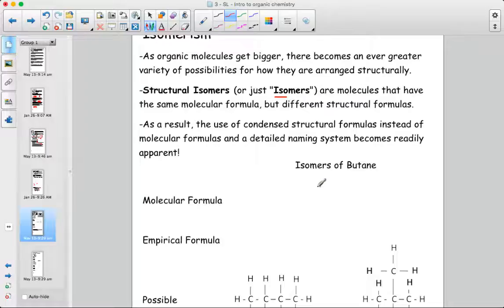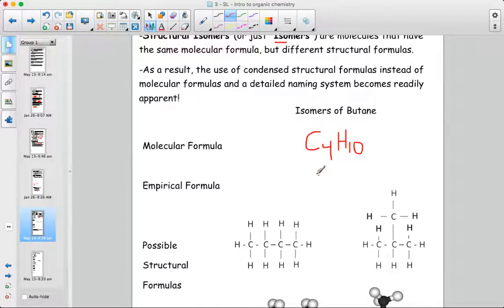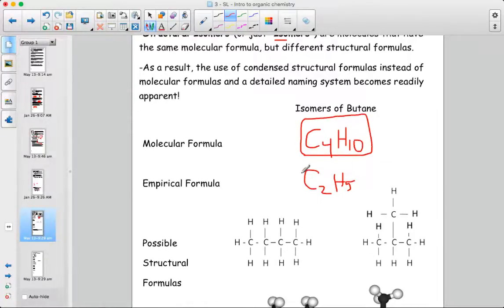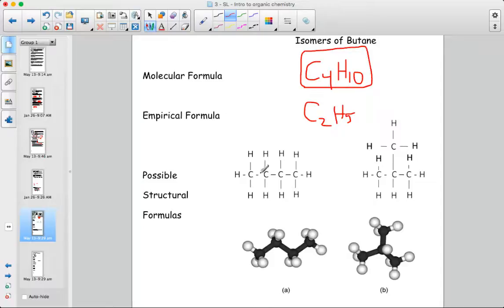So here's the smallest example that we can look at. Butane means 4 carbons. If you apply the alkane general formula, 2n plus 2, you get that there must be 10 hydrogens. The empirical formula would therefore be C2H5. Now, if you play around with the atoms, there's actually 2 different ways to put together C4H10. You can do the simple kind that has 4 carbons in a row and all the hydrogens on the outside.